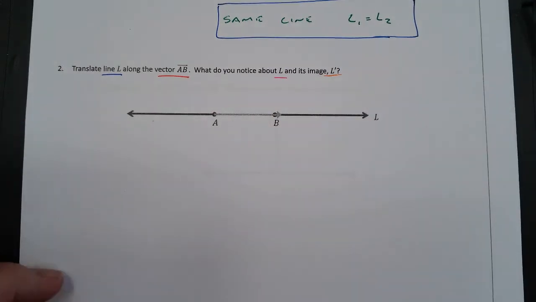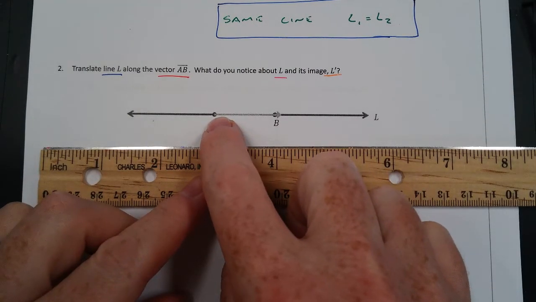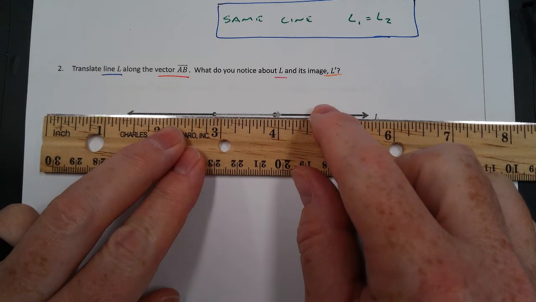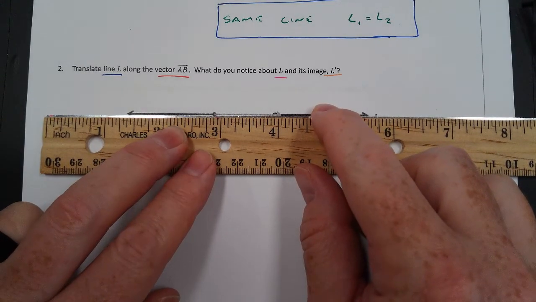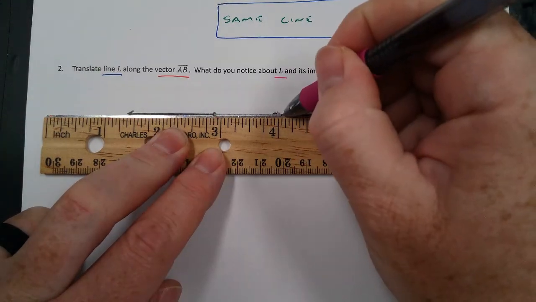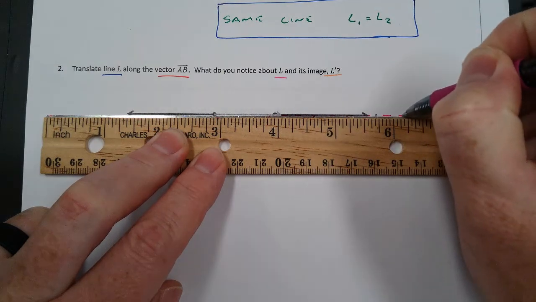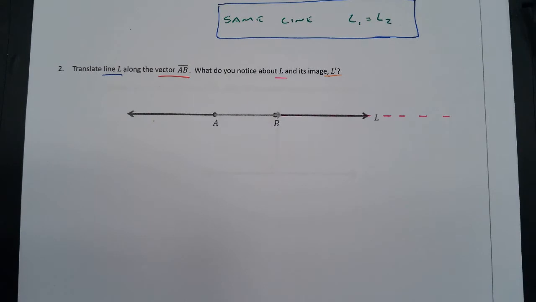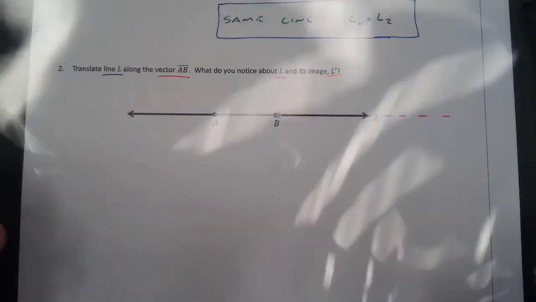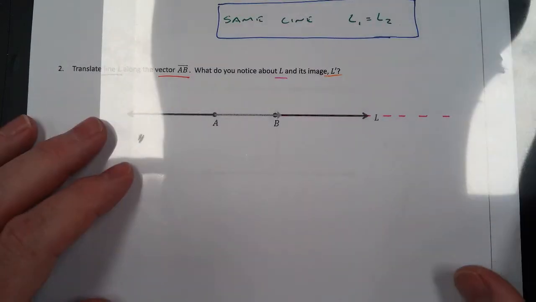Okay, so I need to translate line L along the vector. So the first thing I'm going to do, here's the vector here. Here's vector AB. I'm going to stretch vector AB like I did in lesson 2 to make sure that I follow the correct direction. So I stretch it out a little bit. Next, I'm going to get my transparency, so I'm going to wiggle it so you can see I have one, because it is clear.